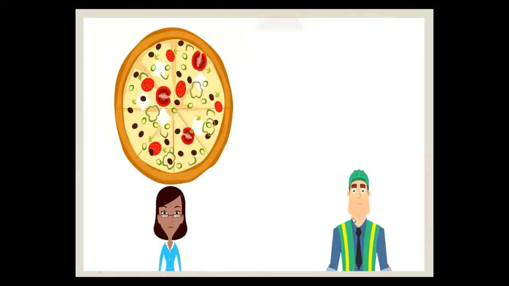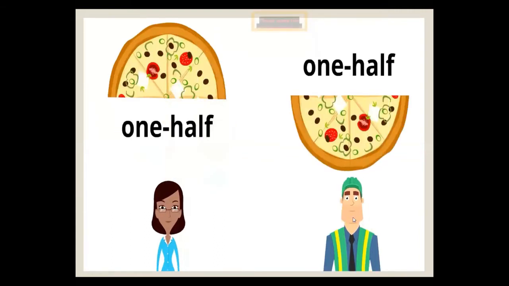So what should she do? She makes the pizza into halves, and it is called 1/2. She has one complete pizza and she shared half of the pizza with her father, and both parts of the pizza are the same in size. So the one part is called 1/2 and the other part is also called 1/2.